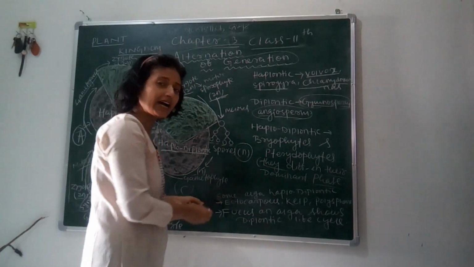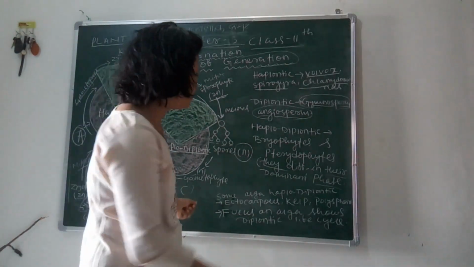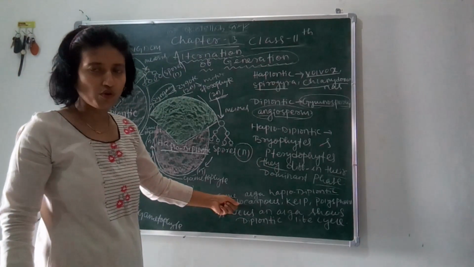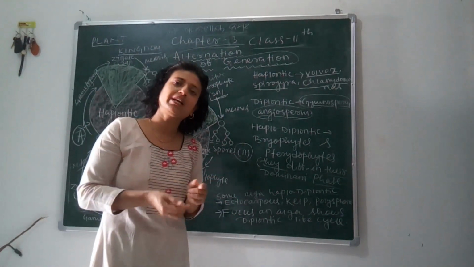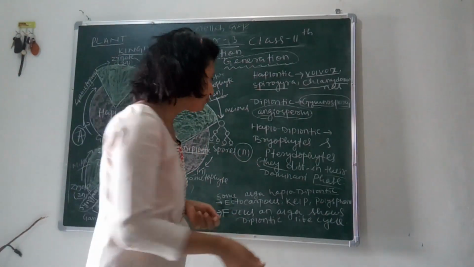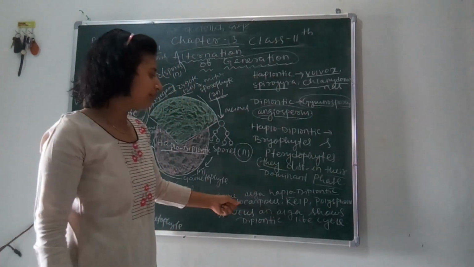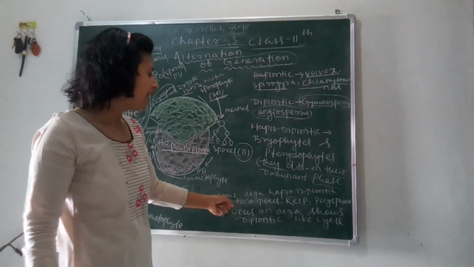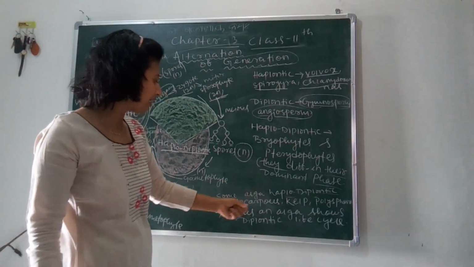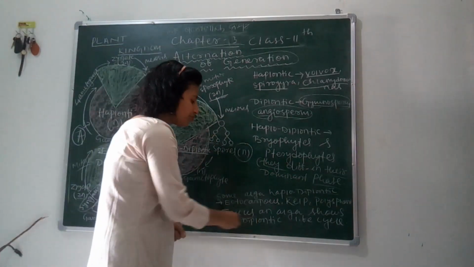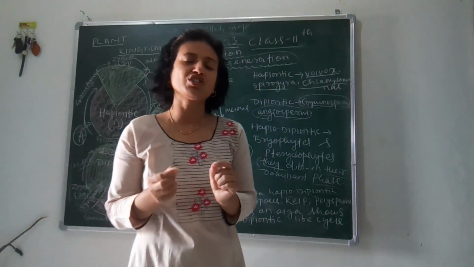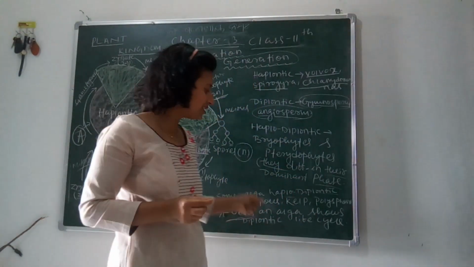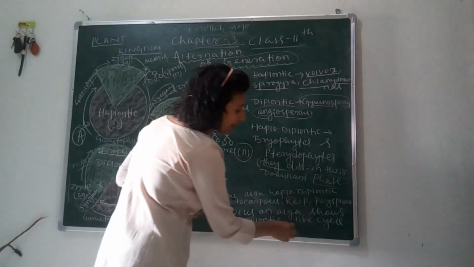Here some exceptions are found in the case of species of algae. Some algae show the haplodiploidic life cycle. As I have told you, algae show a haplontic life cycle, but here are some exceptions. Although they come under the division algae, they still show the haplodiploidic life cycle, like Ectocarpus, Kelps and Polysiphonia. Then Fucus is an alga, and as it comes under division algae, it must show a haplontic life cycle, but here is the exception that it shows a diplontic life cycle.